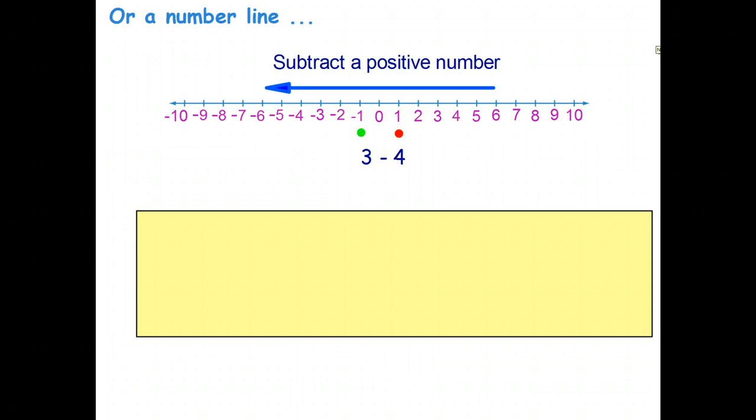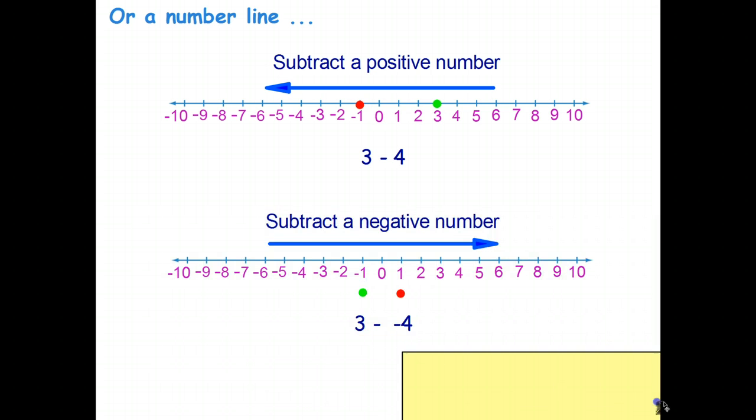Now, a lot of students like to work with number lines. So let's do subtracting a positive number. So 3 minus 4, I start on 3. Subtracting 4 means I'm going to have to go to the left by 4 on the number line, and the answer's negative 1.